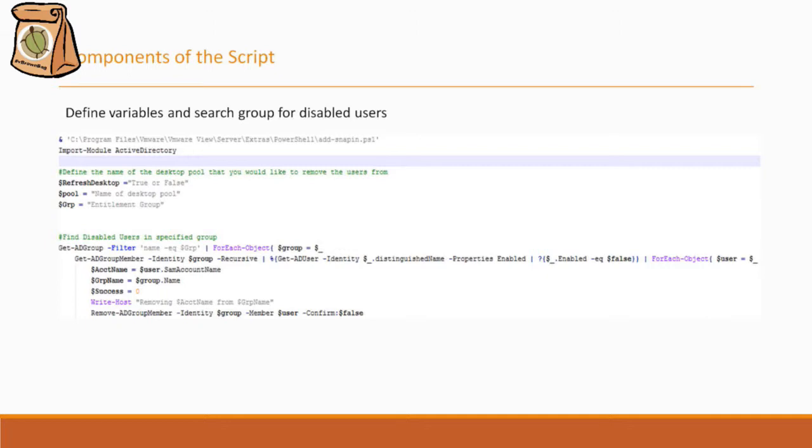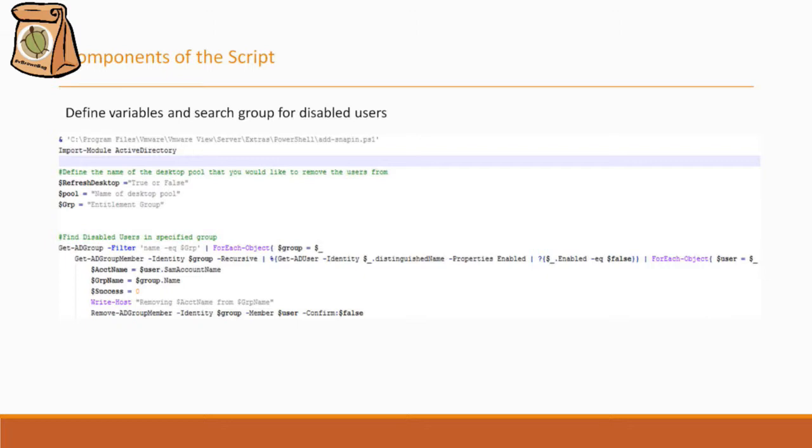So at the top of the script you can see there's the entitlement, the refresh. If you set this to anything that's not true, it won't actually remove the Delta disk. If you set it to true, it will remove the Delta disk for you and bring it back to original state.